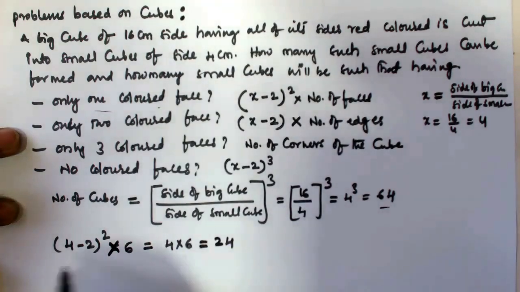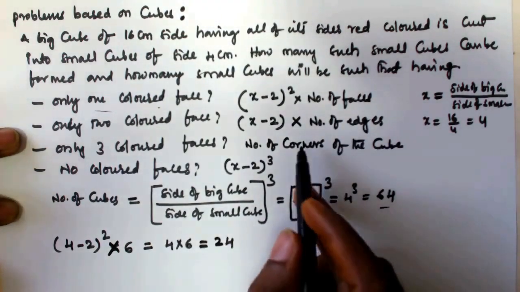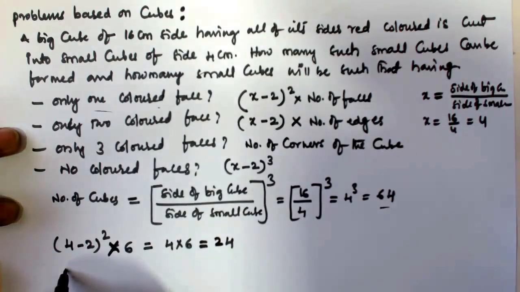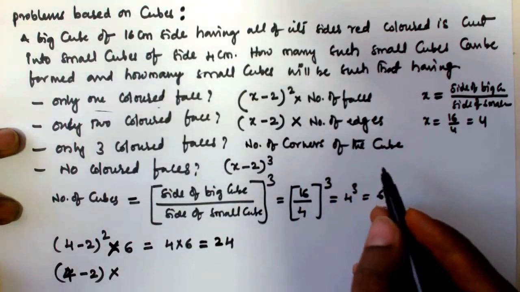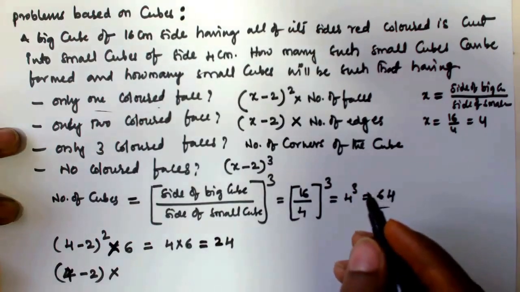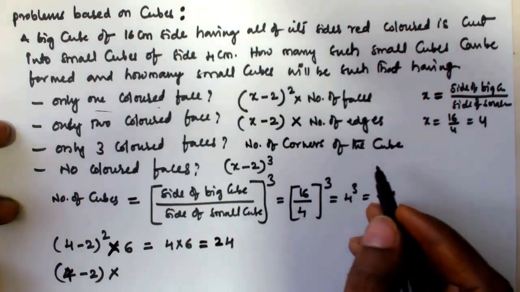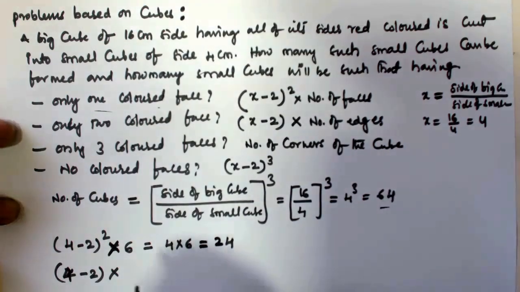Okay, and x minus 2 into number of edges will give the number of cubes which consist of two colored faces, right? So that is 4 minus 2 into number of edges. How many edges are there for a cube? Sorry, the number of edges is going to be 12. Number of edges are 12, right?